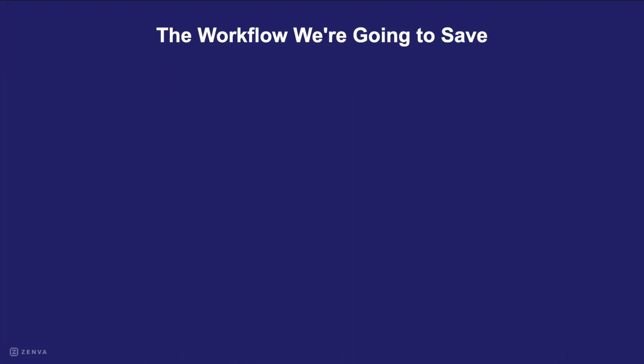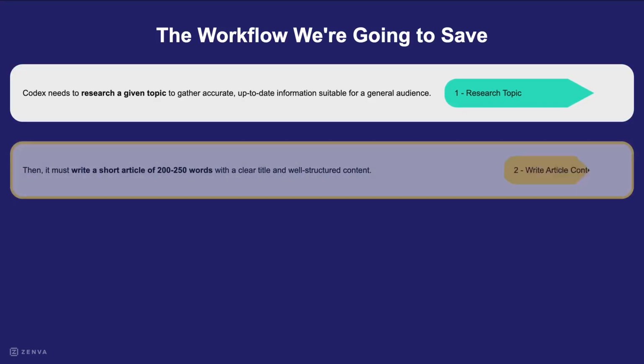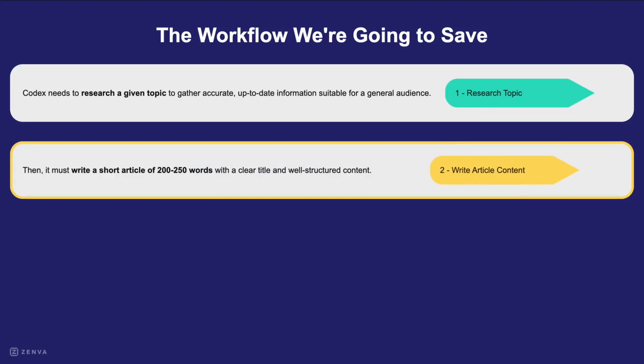With the starter code setup and projects familiar, let's outline the add article skill workflow. It helps you easily add new articles. Here are the Codex's precise steps. First, Codex needs to research the given topic, gathering accurate, up-to-date information suitable for a general audience. After research, Codex writes the article content, a short 200 to 250 words article with a clear title and well-structured content.